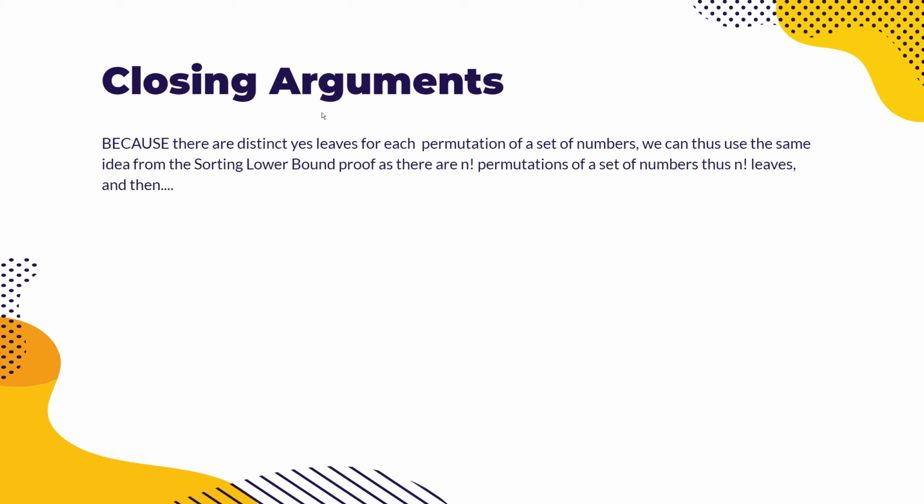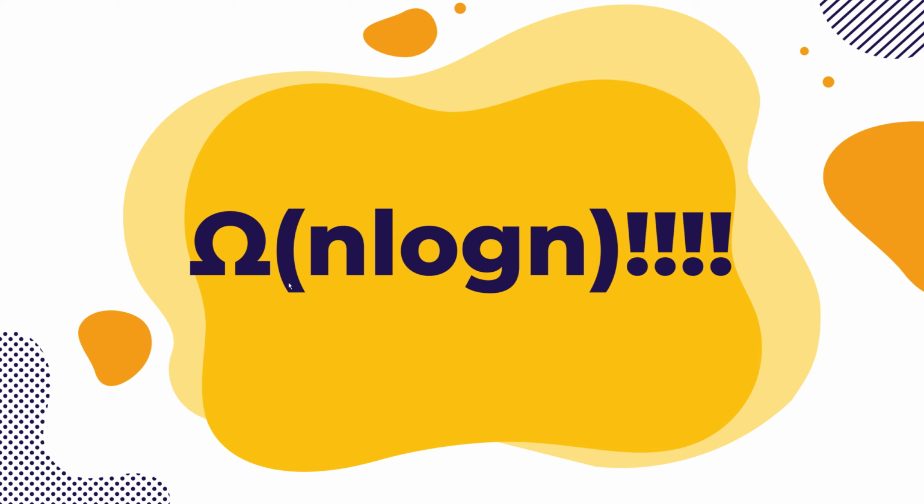So the closing arguments. Because there are distinct yes leaves for each permutation of a set of numbers, we can thus use the same idea from the sorting lower bound proof. I know, I kind of contradicted myself. But since there are distinct yes leaves, that means there are n factorial permutations of a set of numbers, thus n factorial leaves, and then our lower bound is n log n. Thank you very much, and this has been a lower bound proof for element distinctness.